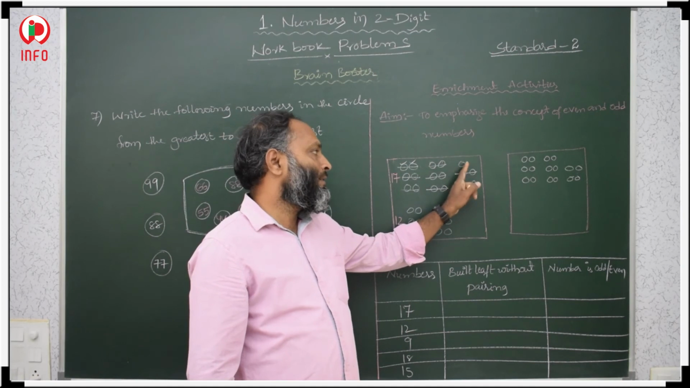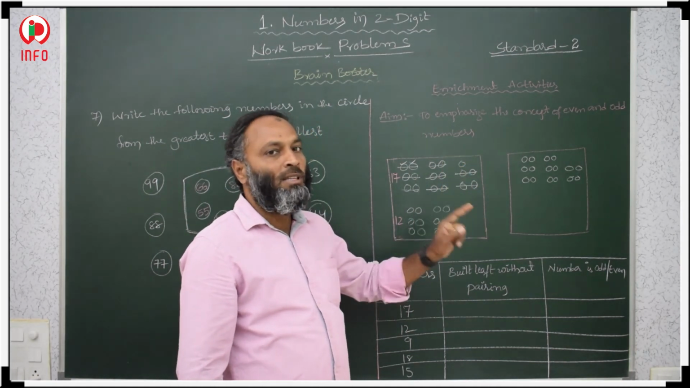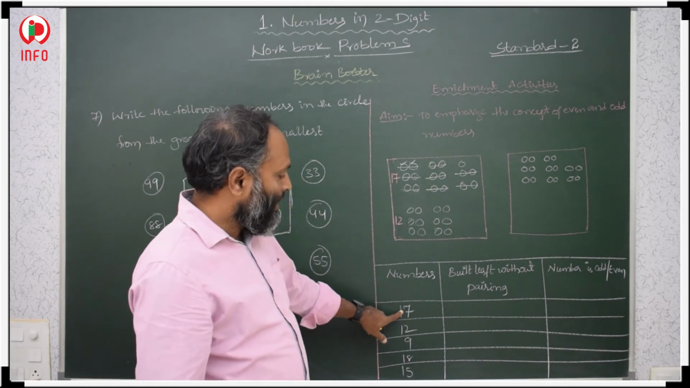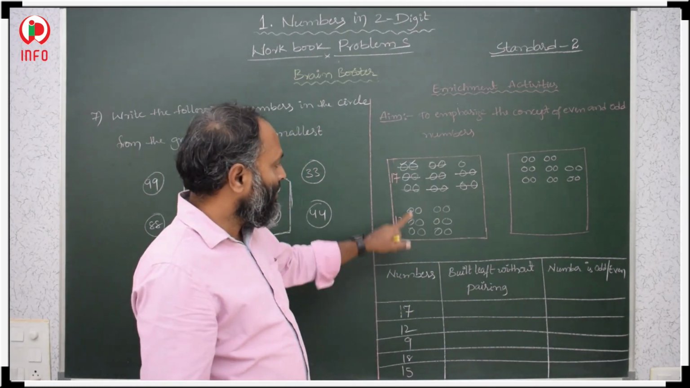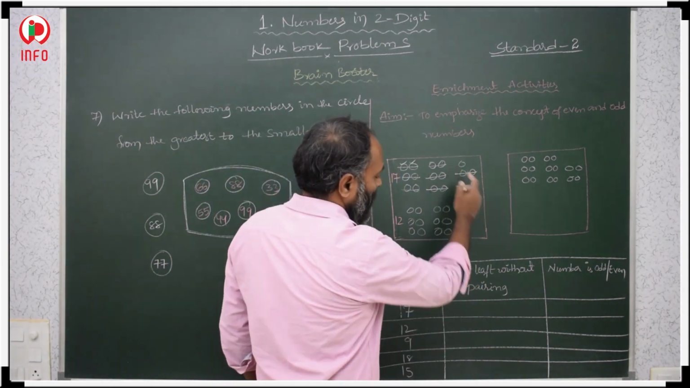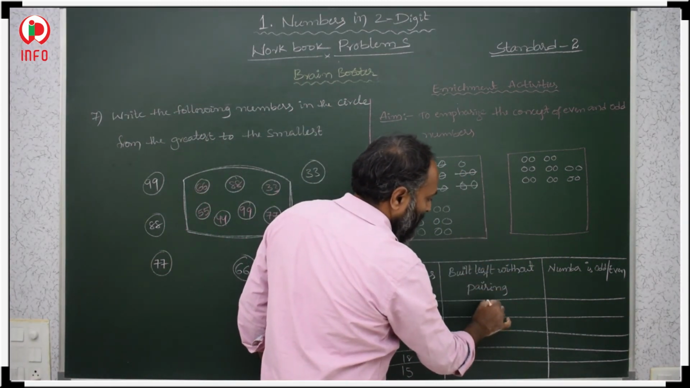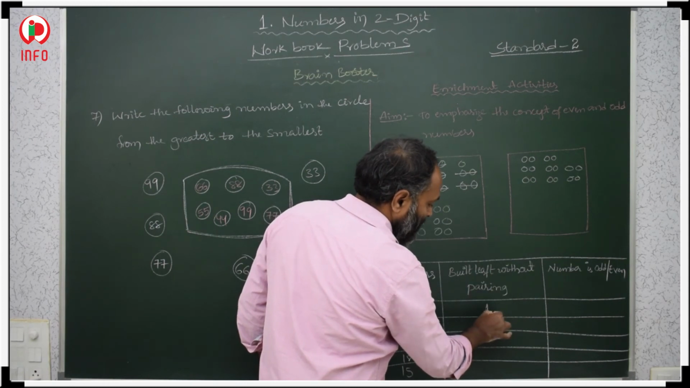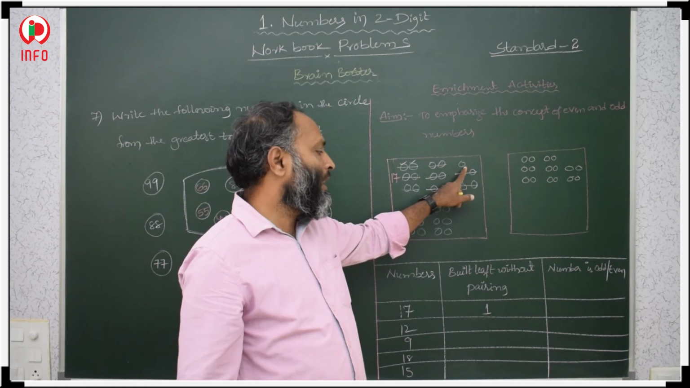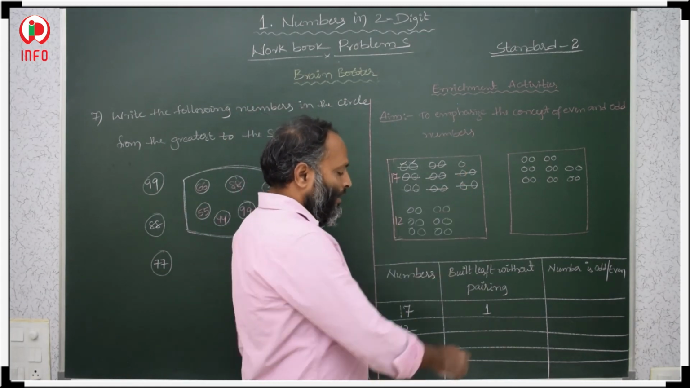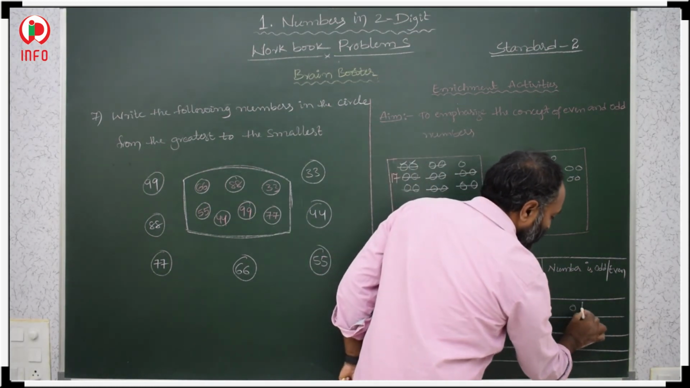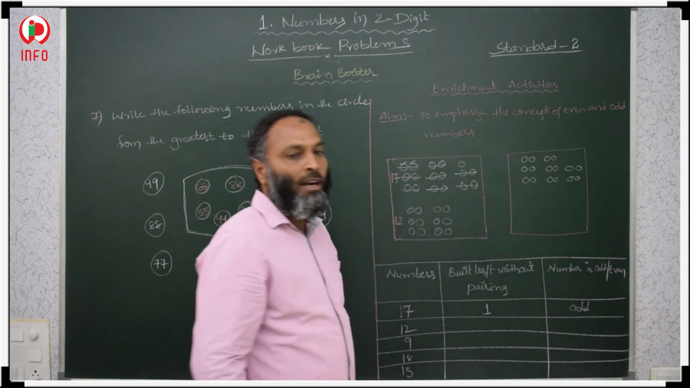If one is left like this, that means it is an odd number. Here we are taking 17 bindis. In that, how many are without pairing? Without pairing is 1. One bindi is left without pairing. Here we don't have any pairing, so this one is left. That is why this is an odd number.